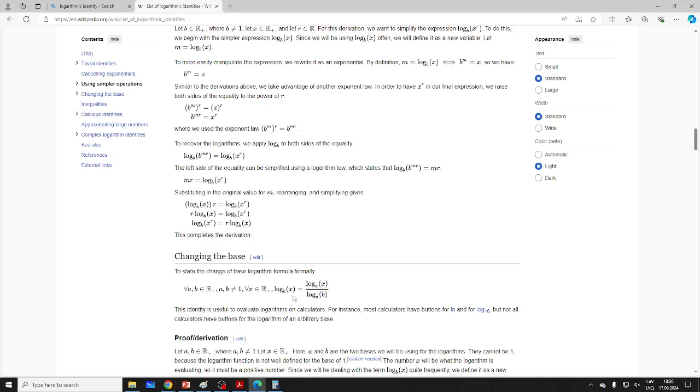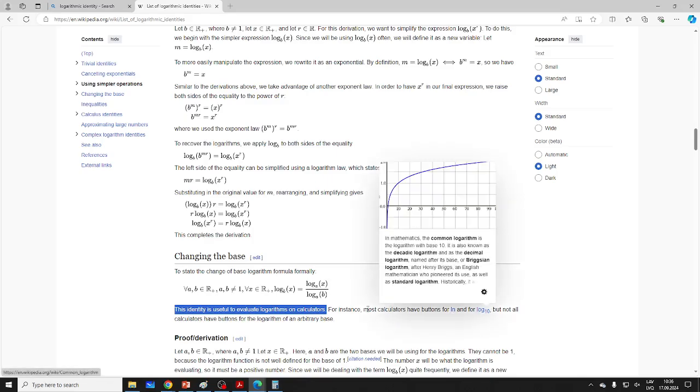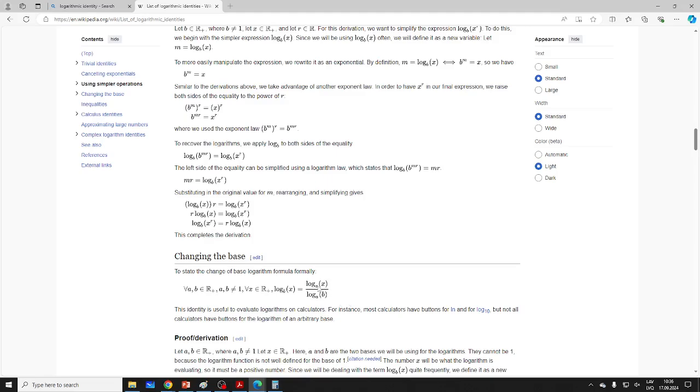So this is, again, what we use for calculators, right? ln and log 10, but we don't have base 2, right? So we want base 2, right?